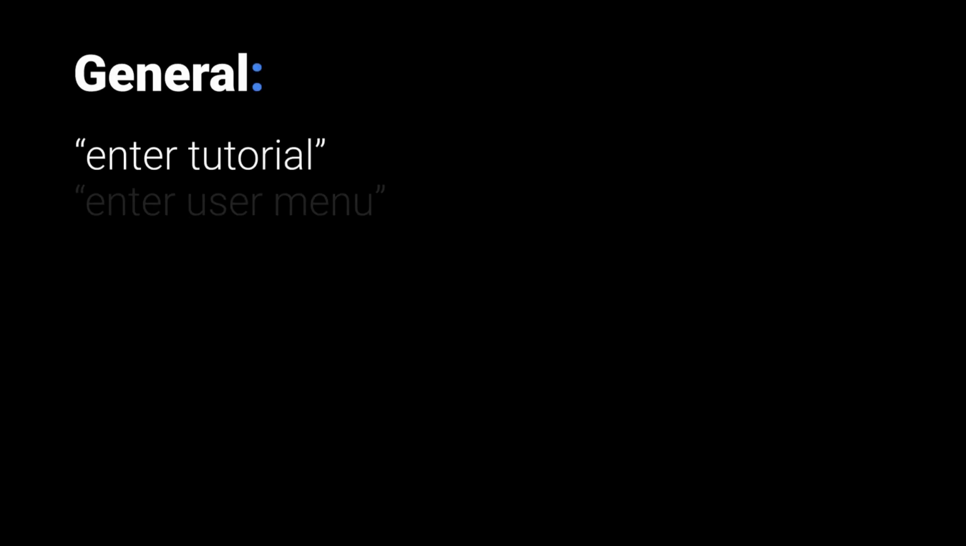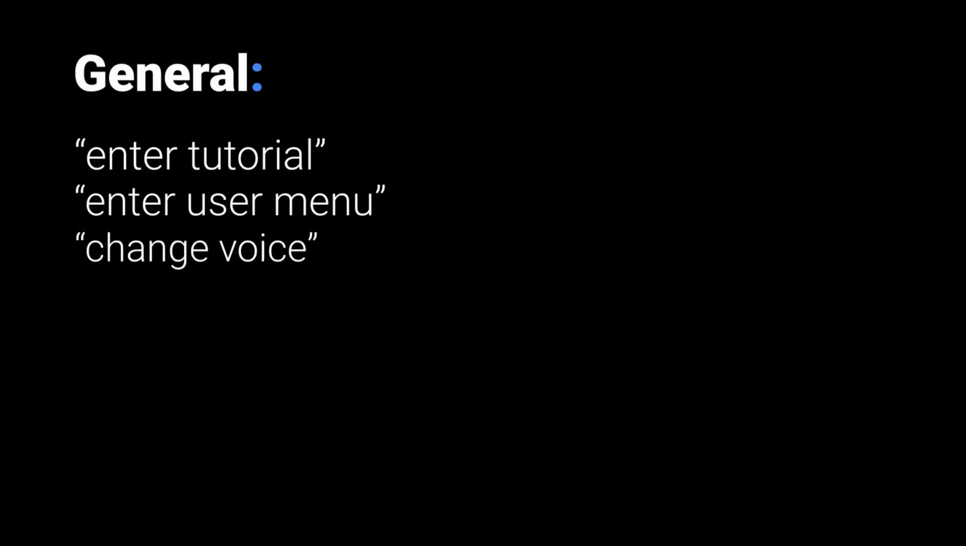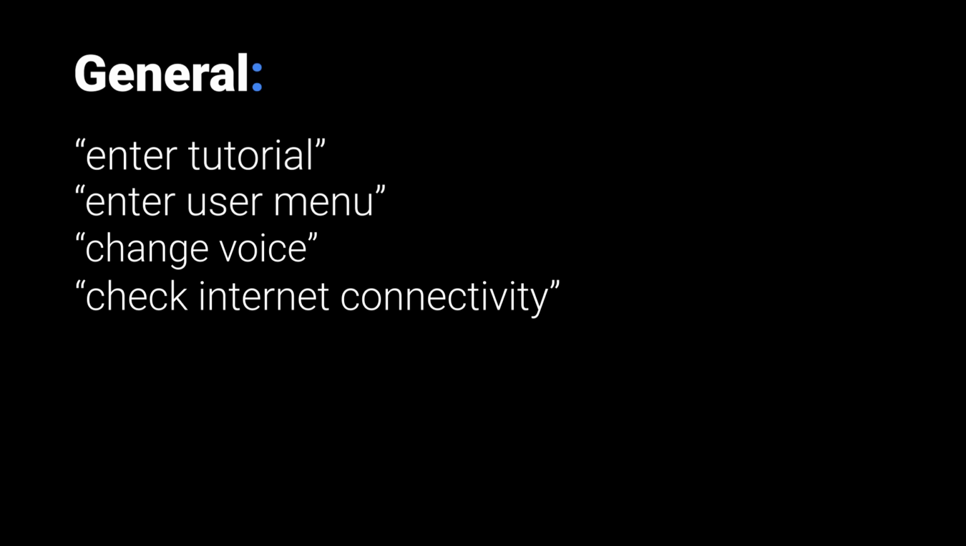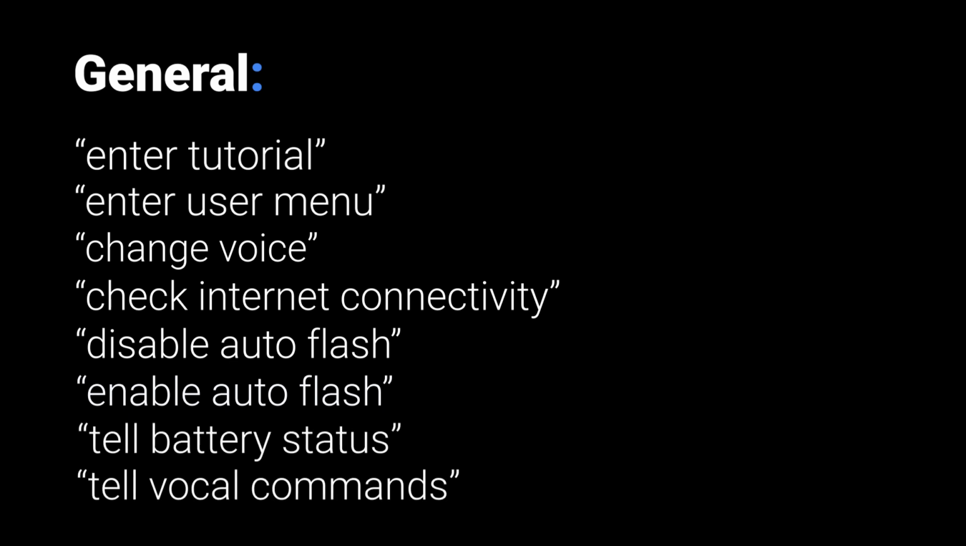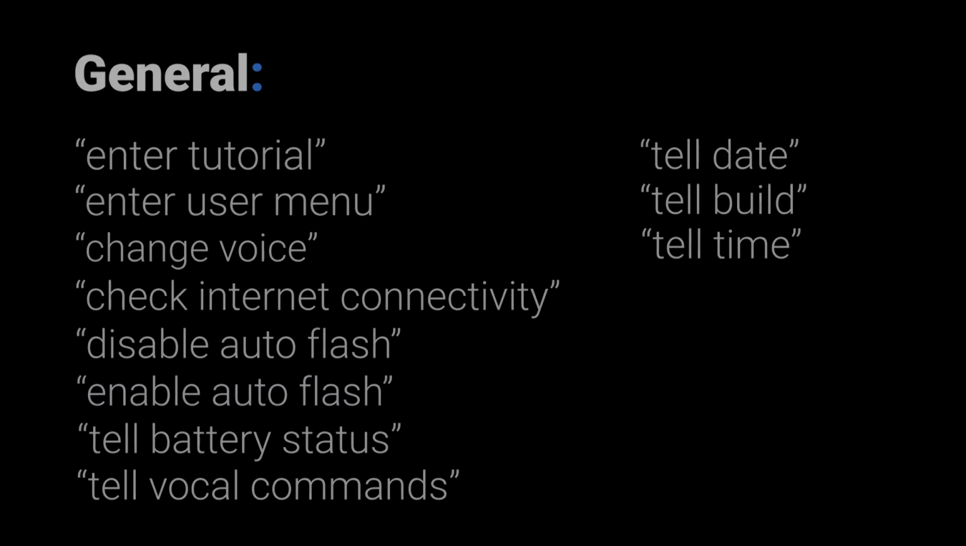General. Enter tutorial. Enter user menu. Change voice. Check internet connectivity. Disable auto flash. Enable auto flash. Tell battery status. Tell vocal commands. Tell date. Tell build. Tell time.